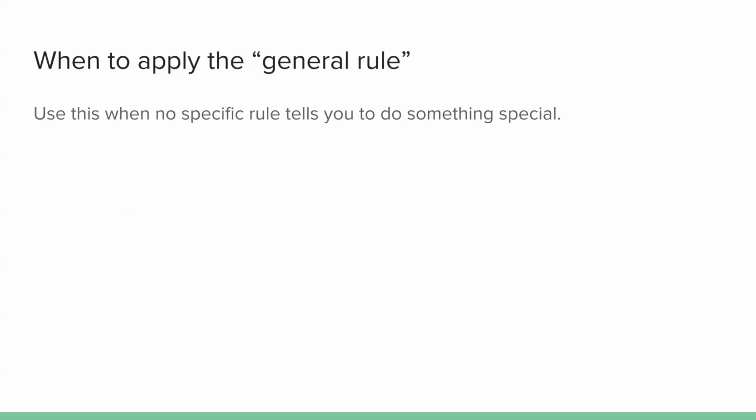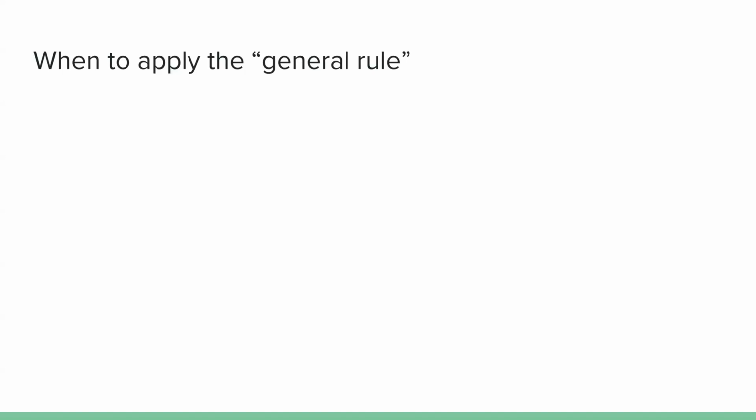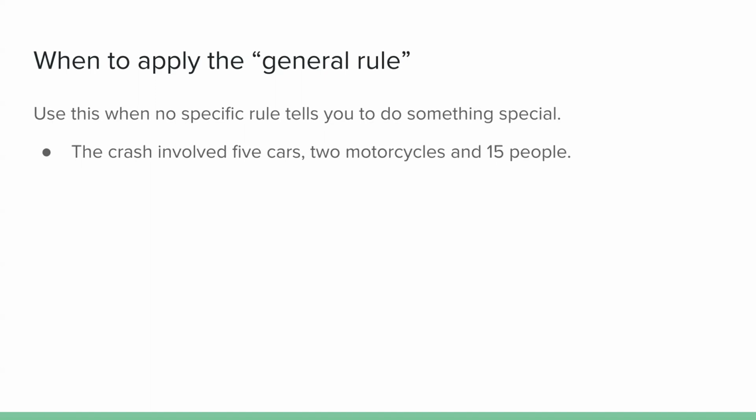Okay, so the general rule, which we've just laid out, 0 through 9, 10 to less than a million, and then we get into the millions. That's the general scheme. So this is going to apply generally, right? So it's when there's no specific rule in the style book that tells you to do anything different, that's when the general rule applies. So some examples.